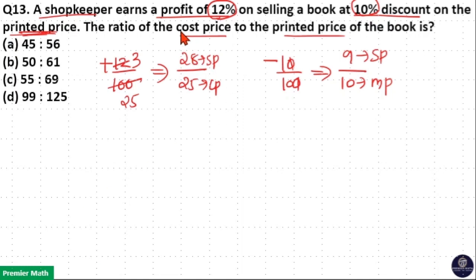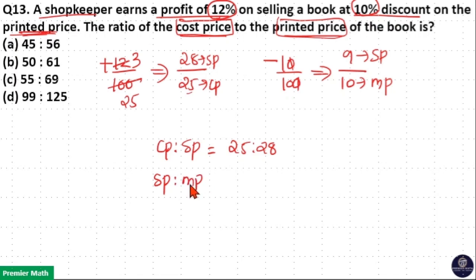Now we need to take the ratio of cost price and the printed price. So first write the cost price here. Cost price is to selling price is equal to 25 is to 28. Then take the ratio of selling price and mark price, because we can cancel this selling price. That is 9 is to 10. Now you can see selling price cancels. Finally we got cost price is to mark price.